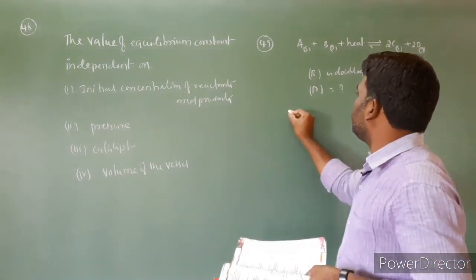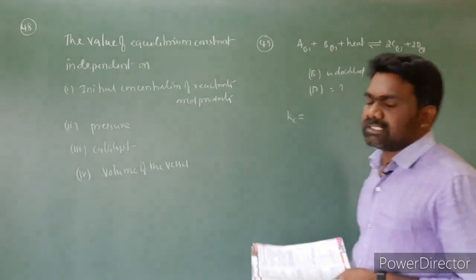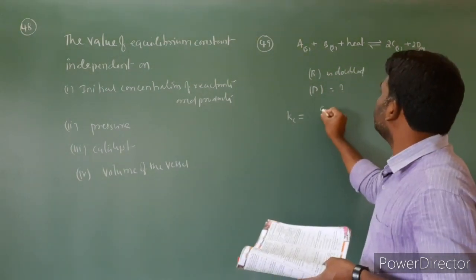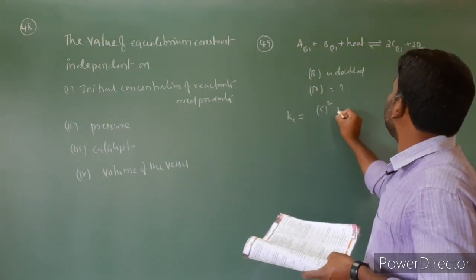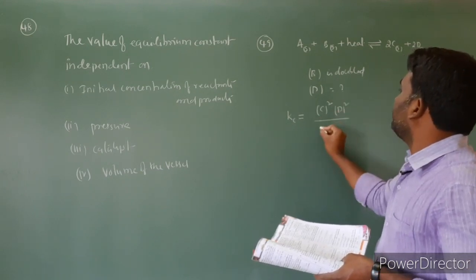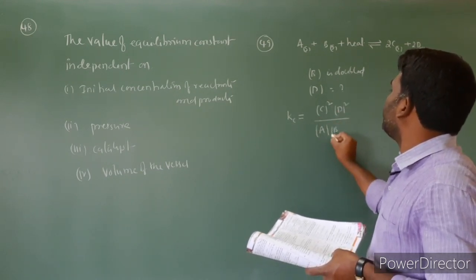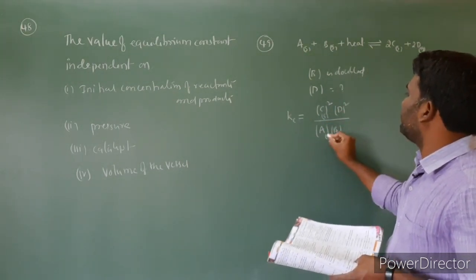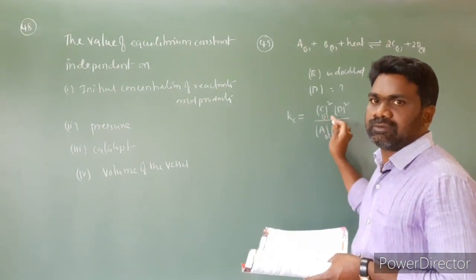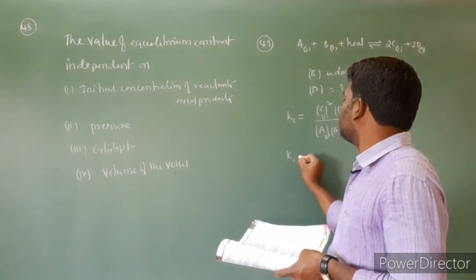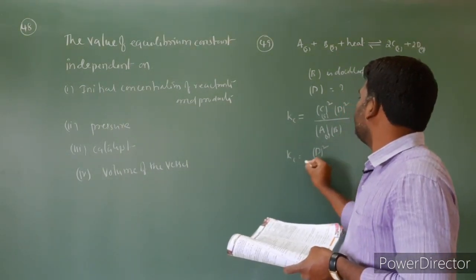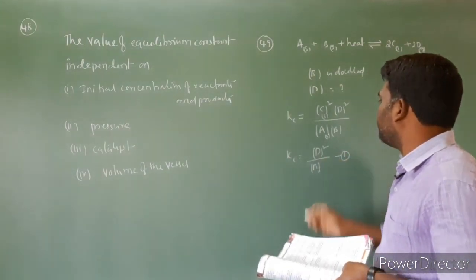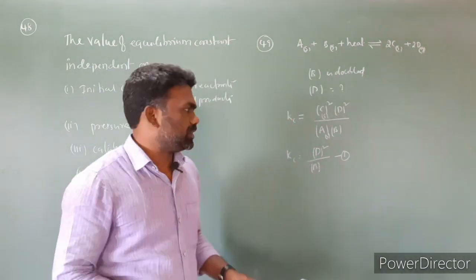First I am writing the equilibrium expression. Equilibrium constant Kc is equal to, here A is a solid, B is a gas. First I write the product concentrations, C concentration power 2 and D concentration power 2, by A concentration and B concentration. Here C is a solid and A is a solid, so we can neglect them. Concentration of a solid or pure liquid is taken as unity. Then Kc is equal to D concentration power 2 by B concentration. I am labeling this as equation number 1.